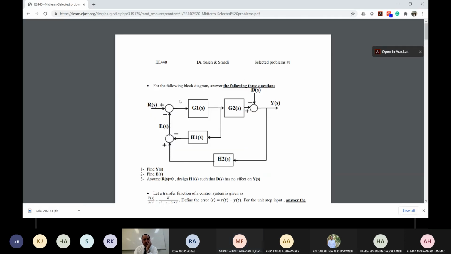Yes. So you are using the same Mason gain formula. The loops will never change. The determinant will never change. What will change only are the paths and the cofactor. Okay.